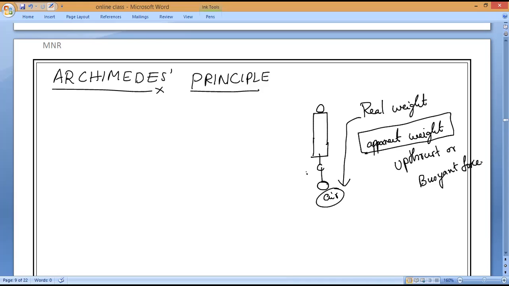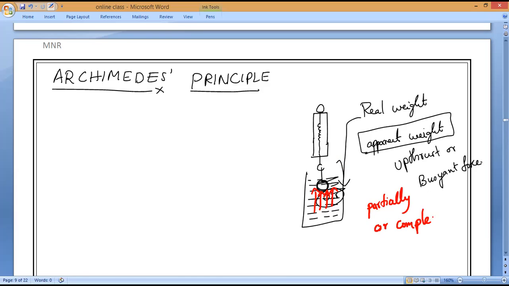Now, if the same object is dipped in the water, partially or fully, definitely the expansion of the spring will decrease in the spring balance. So, you can see that the weight of the object decreases a little compared to the real weight. That is because of one reason: the liquid always exerts an upward force on the object when it is immersed, partially or completely.